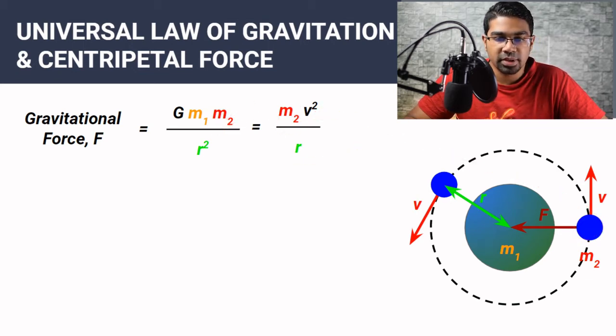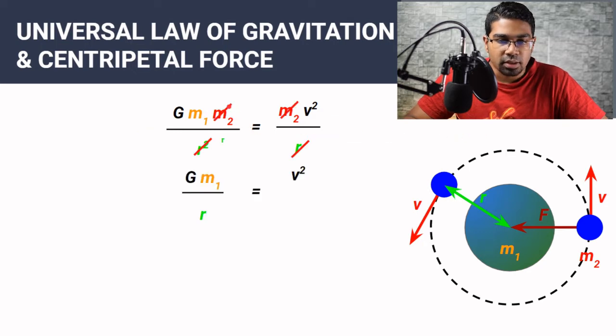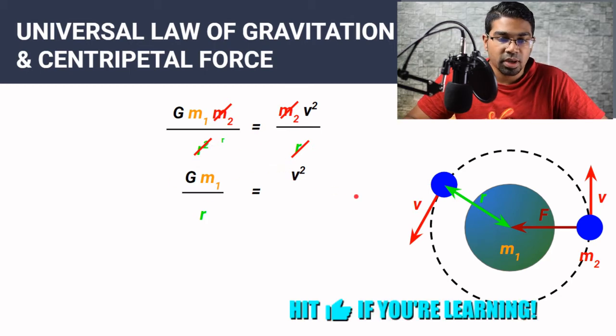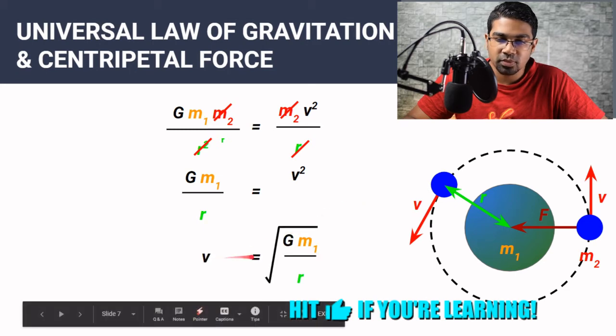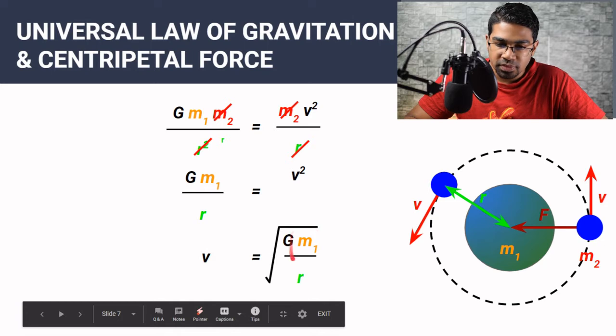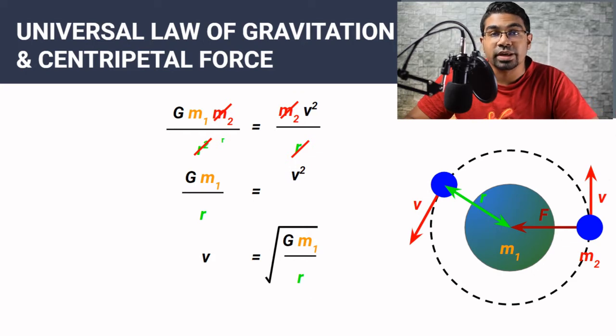Now let's eliminate whatever we can eliminate. M2 we can eliminate on both sides, and we can eliminate one r on both sides. Then we are left with G M over r equals v squared. We make v the subject of the equation, and we get v is the square root of G M over r. Notice here, there is only one mass left. The mass of the object in orbit has been eliminated. Let's look closely at the formula.